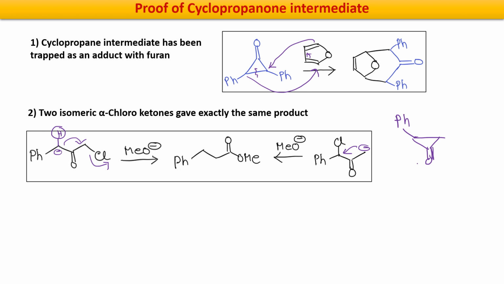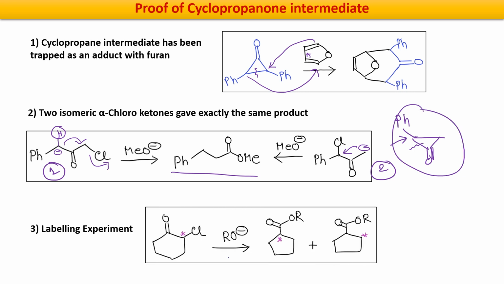Now here it is not symmetrical. So if you break this bond, the negative charge will be at that carbon and that will give you the major product, because this negative charge is stable because of resonance with Ph, and ultimately you will be getting this product. So from both different types of isomeric alpha-chloroketone, this is isomer number 1, this is isomer number 2, when you are getting the same product, that proves this type of cyclopropanone intermediate must be involved.